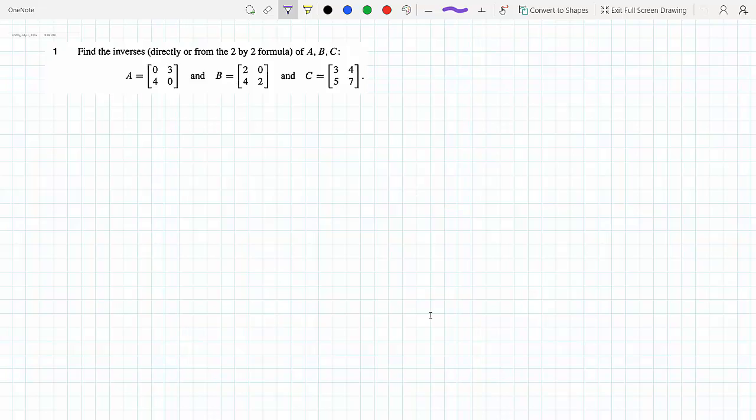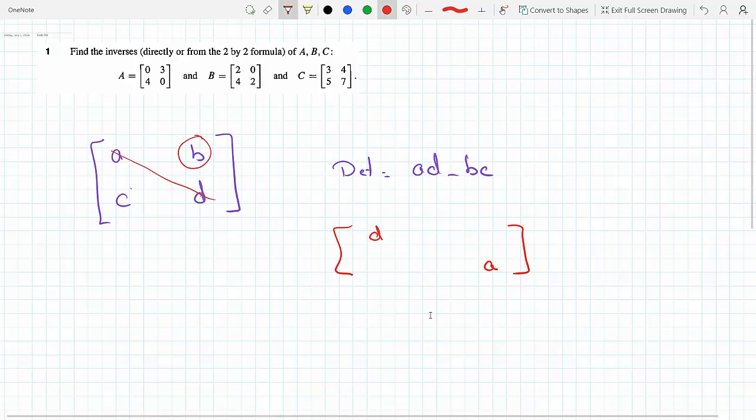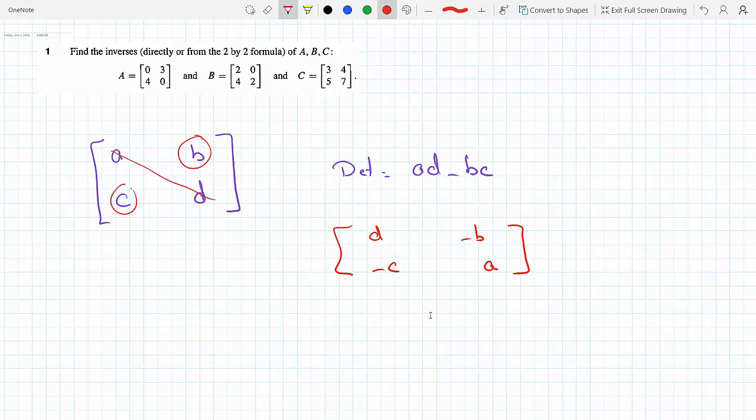So the way that this works to find the inverse of a 2 by 2, if it's a, b, c, d, the way you would do this is first you would find the determinant of this 2 by 2. So the determinant, of course, will be ad minus bc for a 2 by 2. And then what you do is you switch the first diagonal, so it becomes d, a, and you multiply these by a minus sign, so we get minus c, minus b.